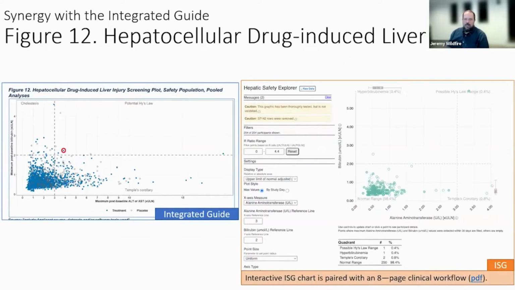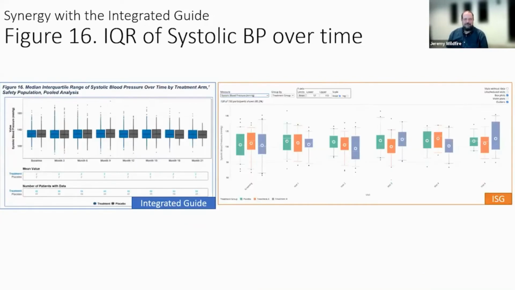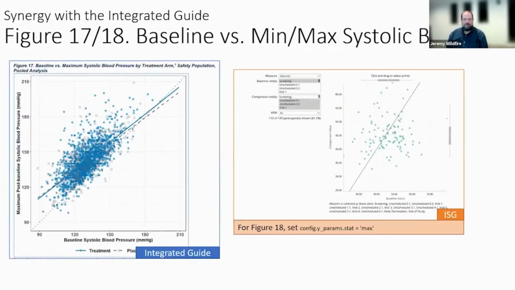I'll just flip through these quickly. This one looks at eDISH, so very similar. Our chart is paired with a very detailed, it says 8, it should say 80-page clinical workflow. Next slide. Results over time, very similar. Next slide. And then finally, the shift plots, and the integrated guide does look at both min and max values in the shift plot, and we support that as well. Next slide.